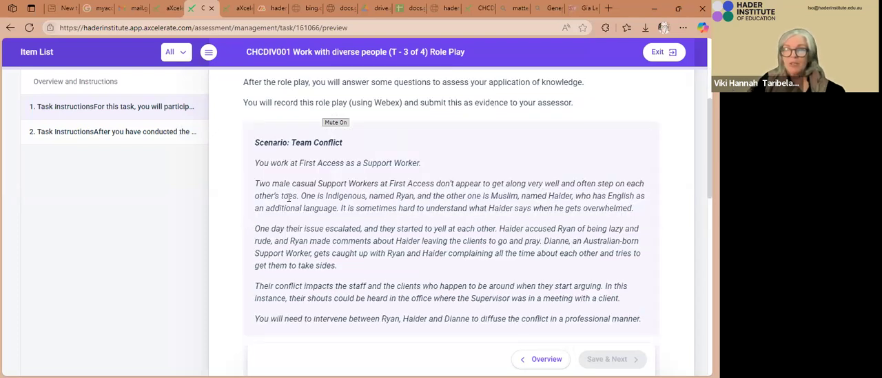So in this scenario, here are your instructions. You work at First Access as a support worker. There are 2 male casual support workers at First Access who don't appear to be getting on very well and often step on each other's toes. That's a figure of speech.